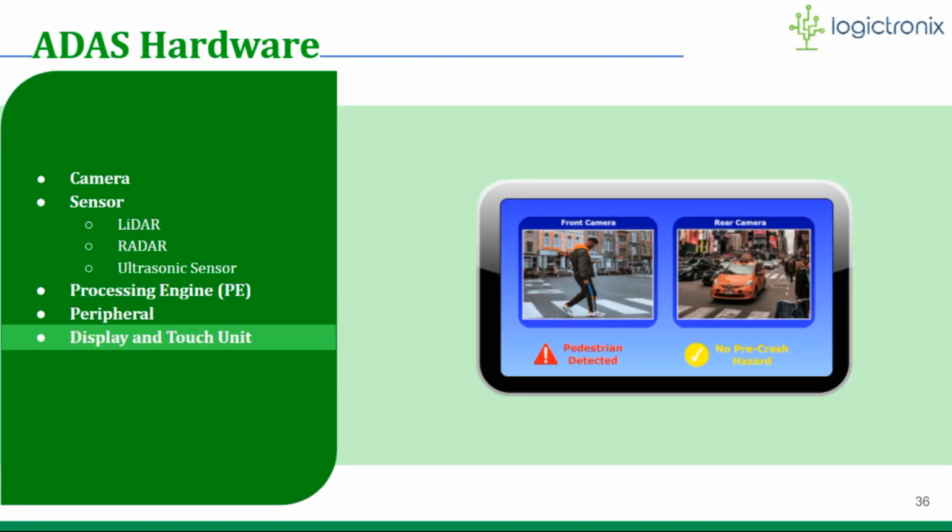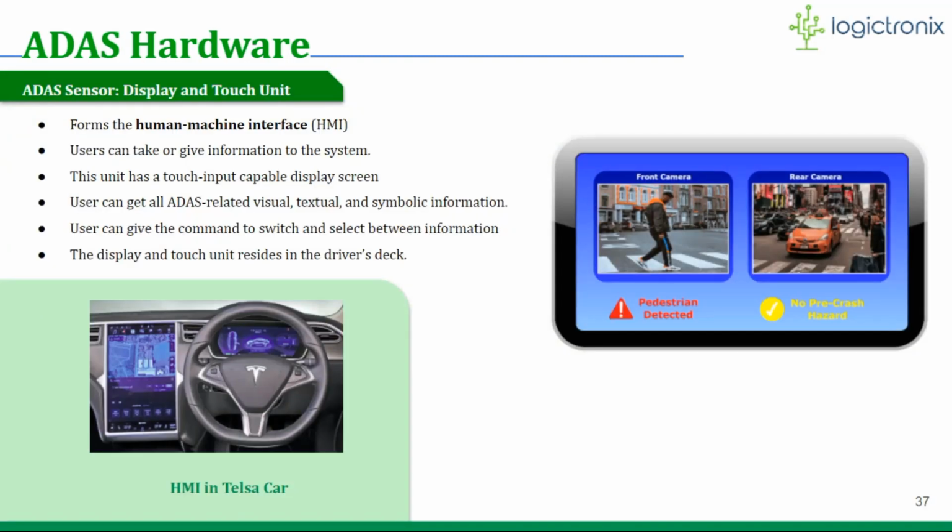Okay, let's move to our display and touch unit. In the ADAS, the display and touch unit has both input and output capabilities that eventually form the human-machine interface, or HMI, through which a user takes or gives information to the system.